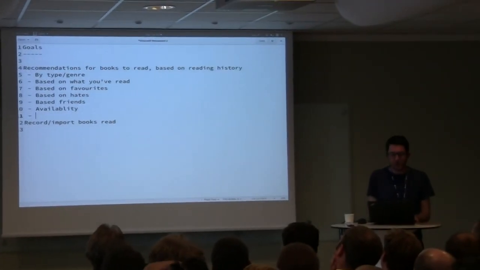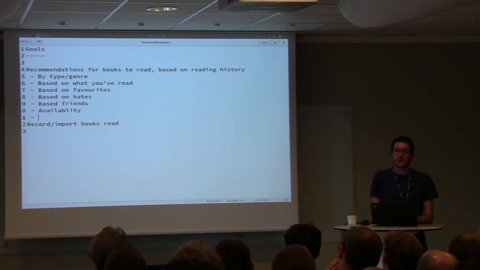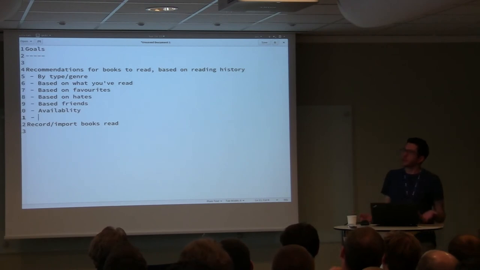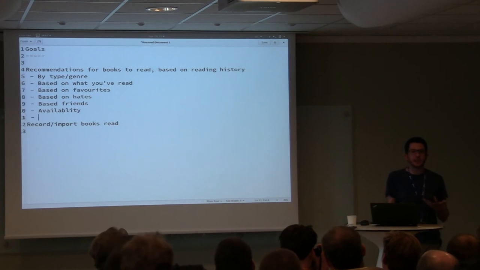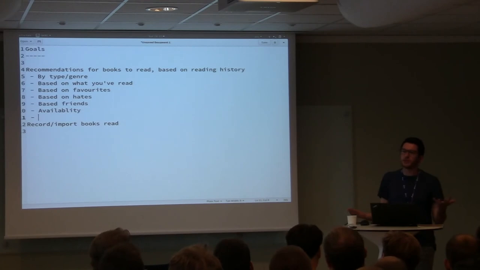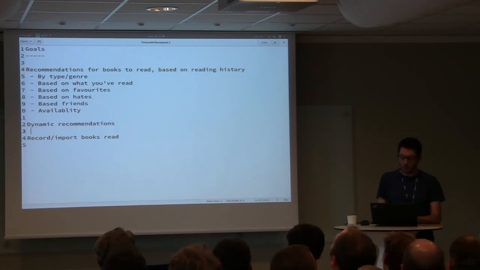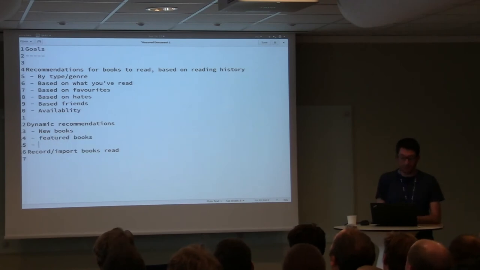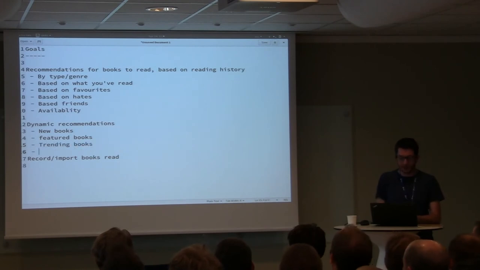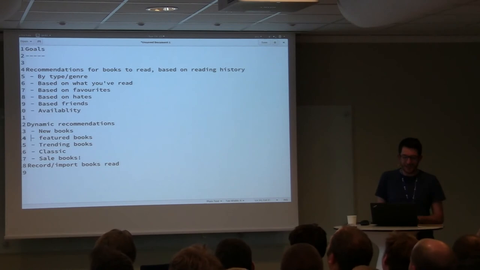Of course, recommendations might change over time, I guess, because new books are always coming out. That makes me think the best sites, those that offer recommendations, offer a kind of dynamic experience, right? If you go onto Netflix, it's not just a static list of things. They're always highlighting new things. So we could think about that as one aspect of the experience we want to provide. So dynamic recommendations: new books, featured books, trending books. Classics. Price. Sale. Cheap. Sale books. Because some books are forbidden in some countries.